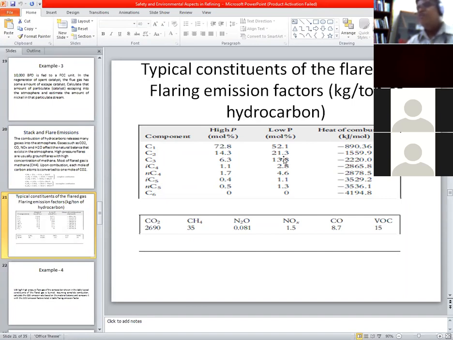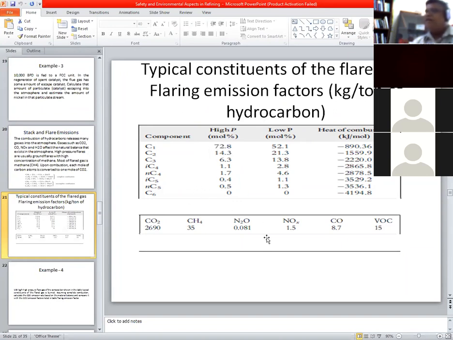So the molecular weight of carbon dioxide is 44. So molar flow rate times 44, you will get the total mass flow rate of carbon dioxide. After getting that, you compare this one. This one is very easy, emission rate times molar flow rate. But for using this, you have to calculate these things.